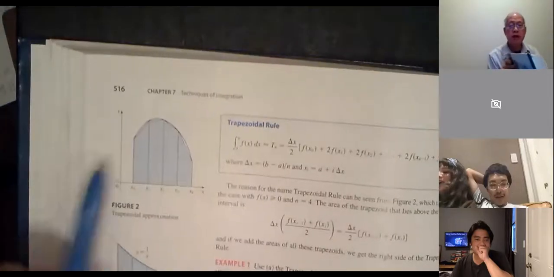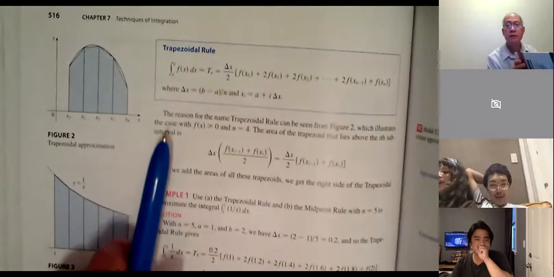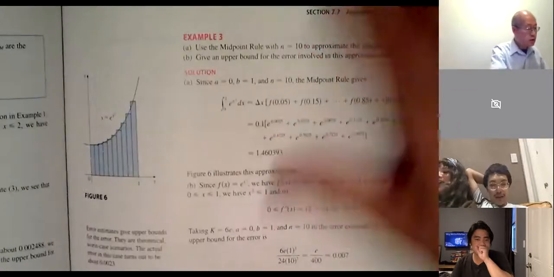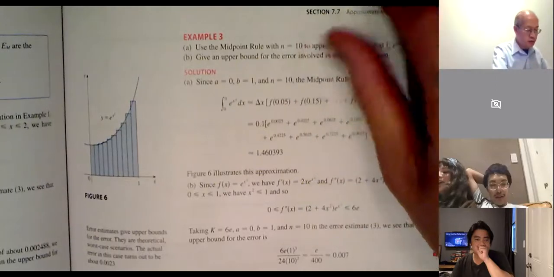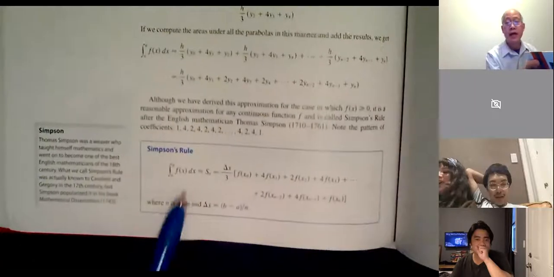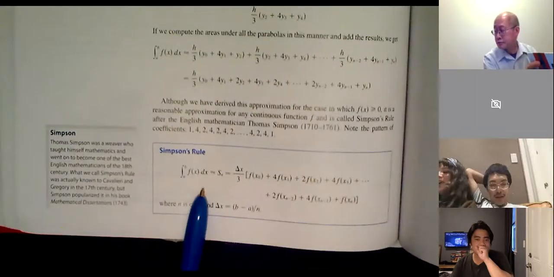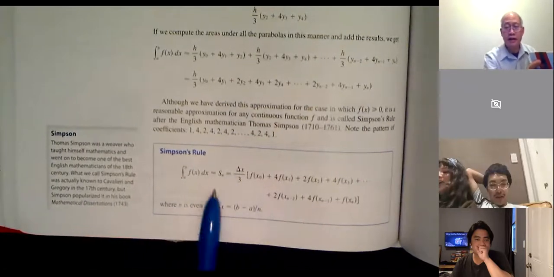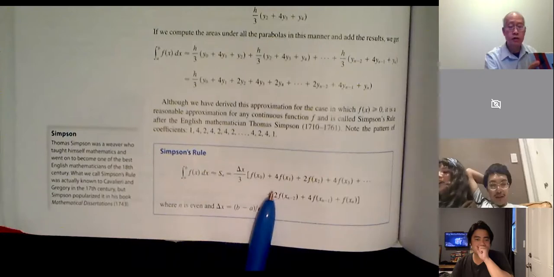Trapezoidal rule, page 516. And Simpson's rule. So we want to see Simpson's rule, page 520 at the bottom. Here's the rule. Again, don't really look at it. I'll give you my version, which is equivalent.